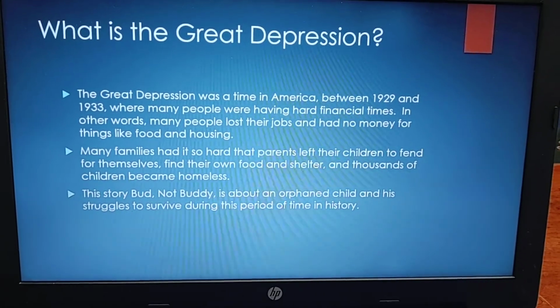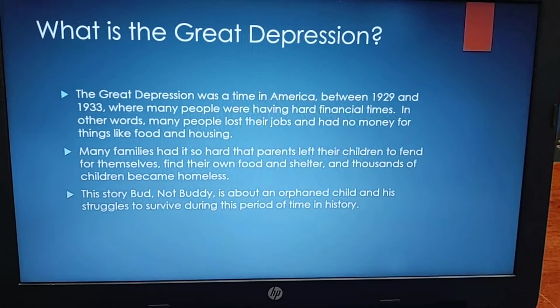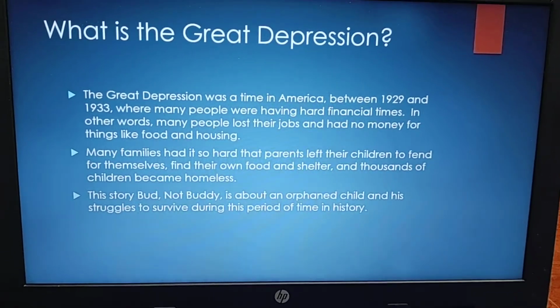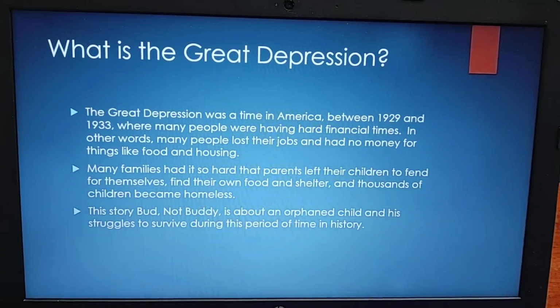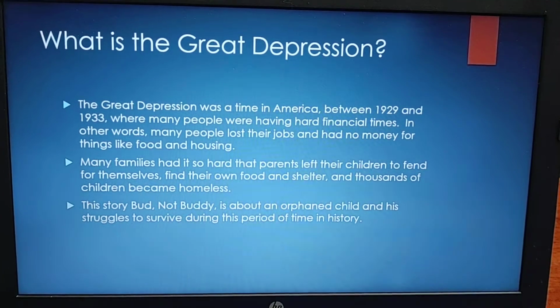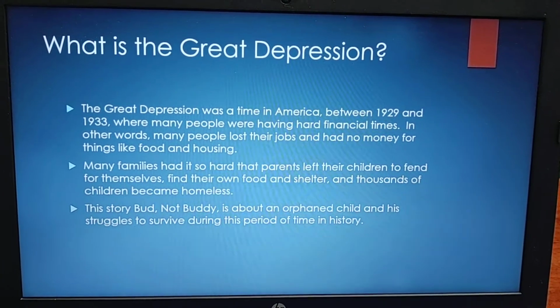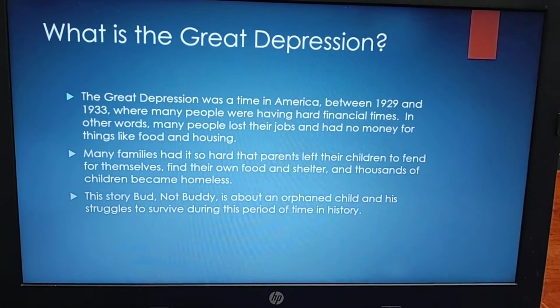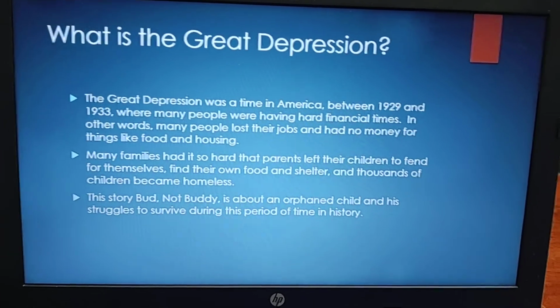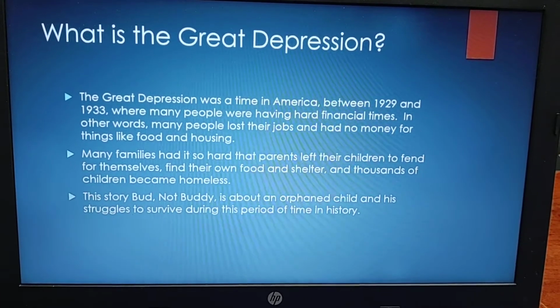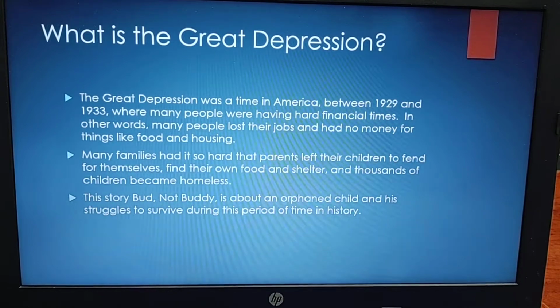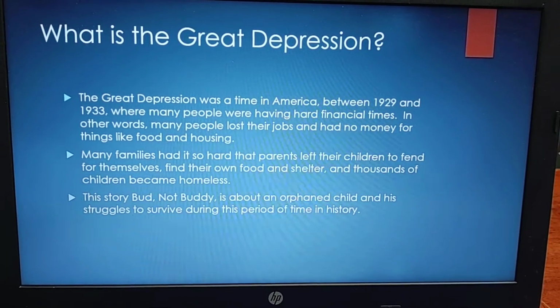Many families had it so hard that there were a lot of parents who left their children to fend for themselves. Many children had to find their own food and shelter. Thousands of children became homeless at this time. And this story, Bud, Not Buddy, is about an orphan child and his struggles to survive during this period of time in history.